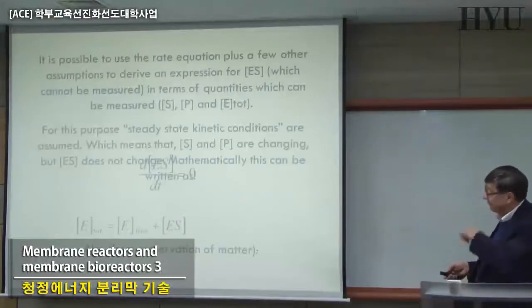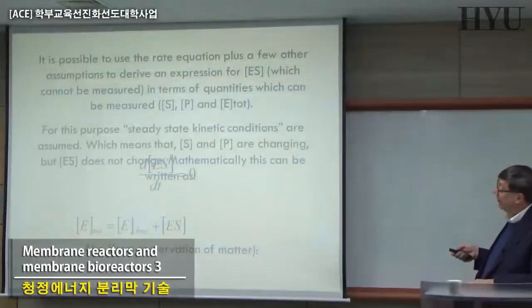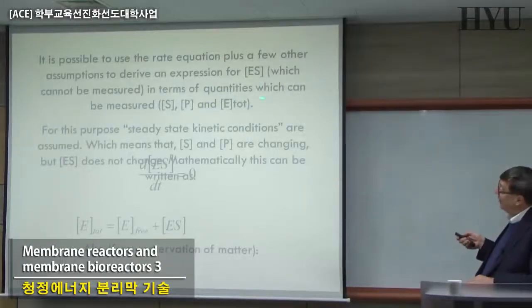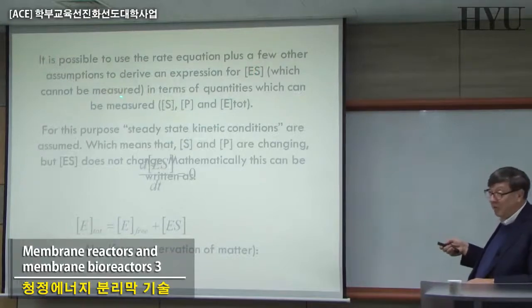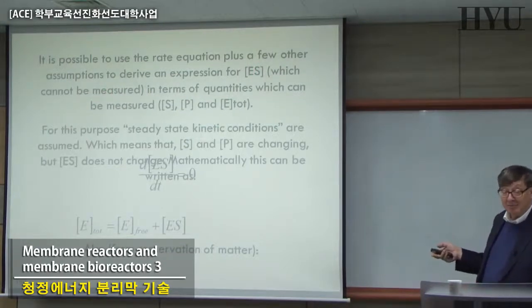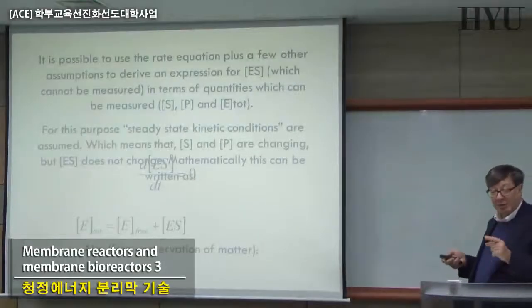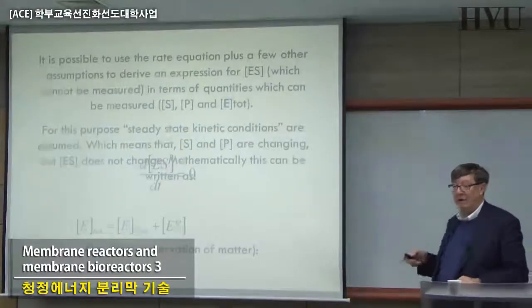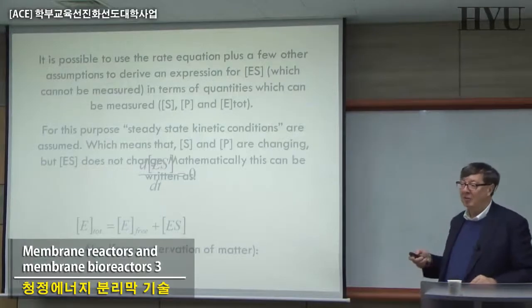On the basis of this, you can just make some approximation, and you can try to have an expression for this ES that cannot be measured. Maybe it does not exist because we don't know. Nobody has seen it today. By the way, in some cases you can also see something. Today there is what is called femtochemistry.